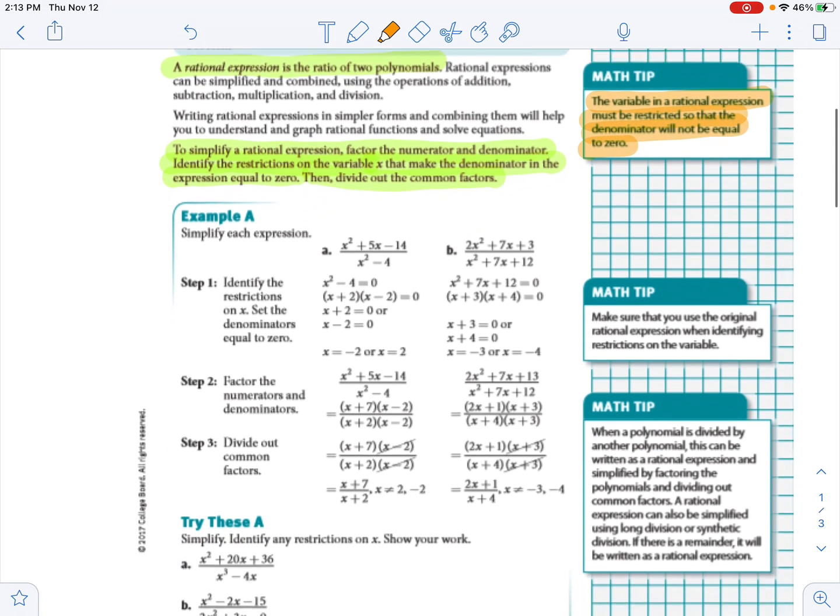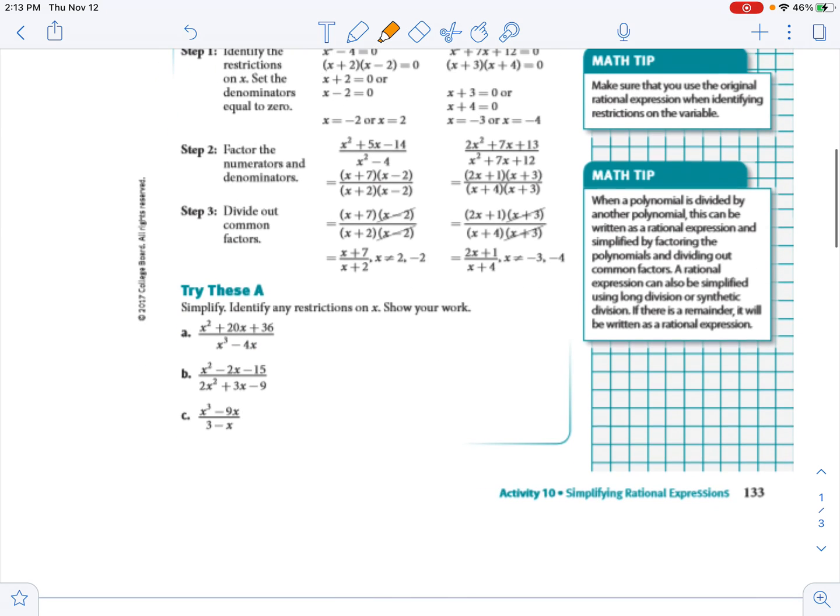All right, so there's a couple examples that we'll go past and then we'll go into some of the try these so I can show you how to do this. So simplify, and then we'll identify any restrictions. And of course, we'll show all of our steps.